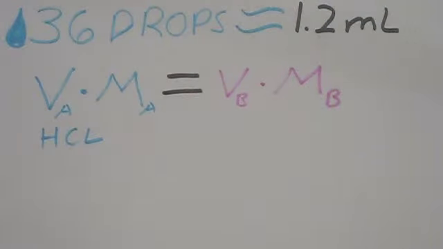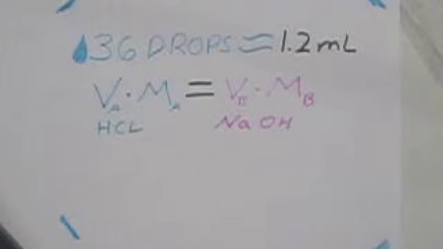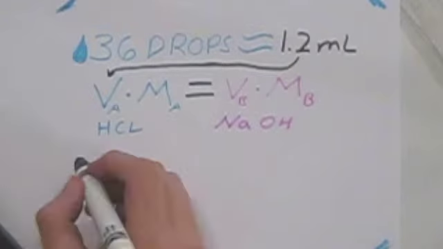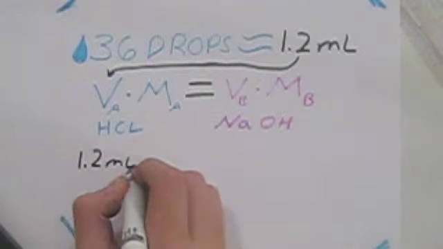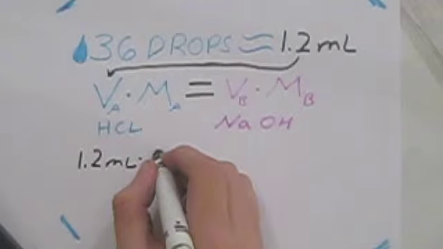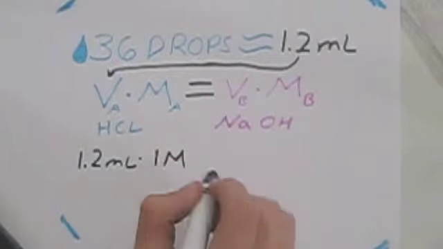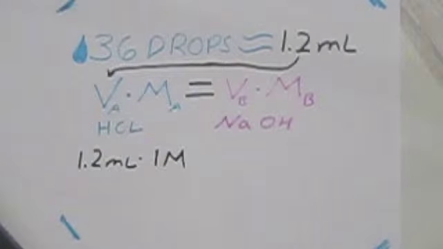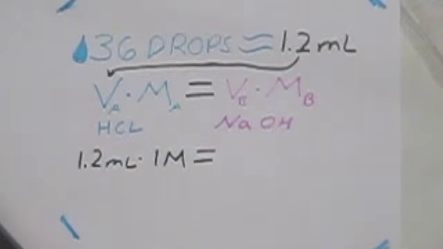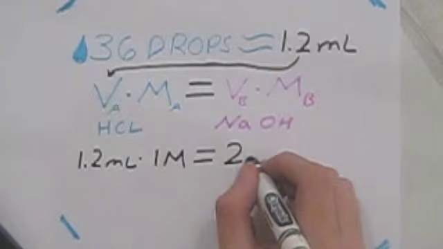So let's plug in our equation. 1.2 mLs times 1 molar, because we have 1.2 mLs of volume of acid solution of known molarity, times 1 molar, because it's times acid molarity in our equation, equals the 2 milliliters of base, which we have in there, times the molarity of the base.